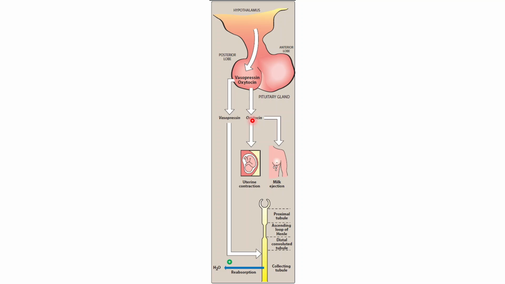So two indications, and then vasopressin is used to increase the reabsorption of the water in the kidney. Oxytocin is usually injected to induce the labor, and that is the main indication.